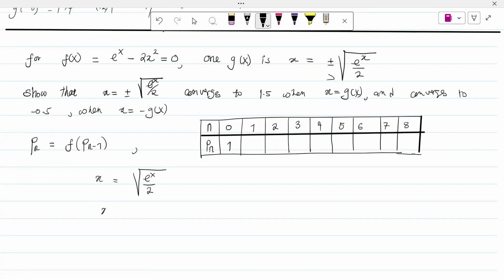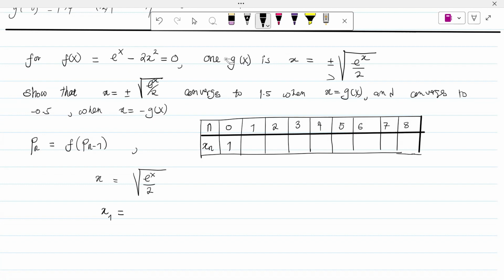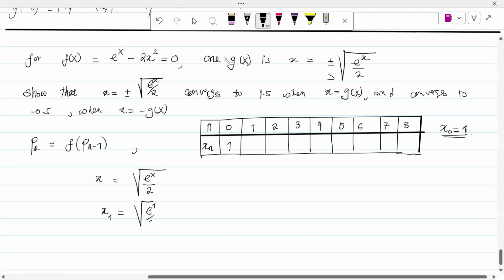So we're going to find x1 when n is equal to 1. Remember that this always needs an initial condition. In fact, instead of naming this Pn, let me name it Xn instead. So my x1 will be equal to, substituting the initial condition I have. I've chosen the initial condition x0 equal to 1. So in place of x, putting a 1, that will be my first iteration: the square root of e to the power 1, over 2.